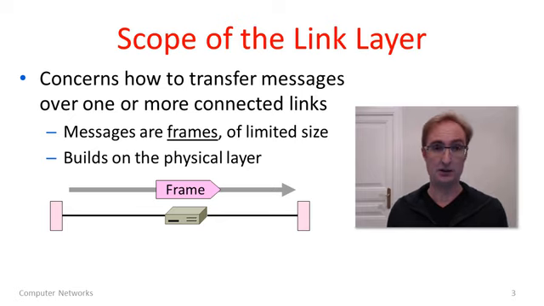Now that we have a bit stream, the scope of the link layer is focused on how to send messages across one or more connected links. These messages are called frames at the link layer, and so you could also think of them as packets, although frames is the right word. They're going to have a limited size, and they're going to build on the abilities of the physical layer, so we'll no longer be talking about signals, just bits.